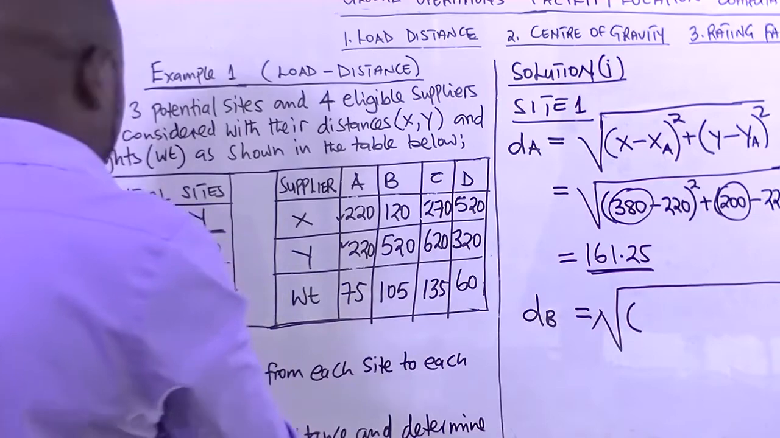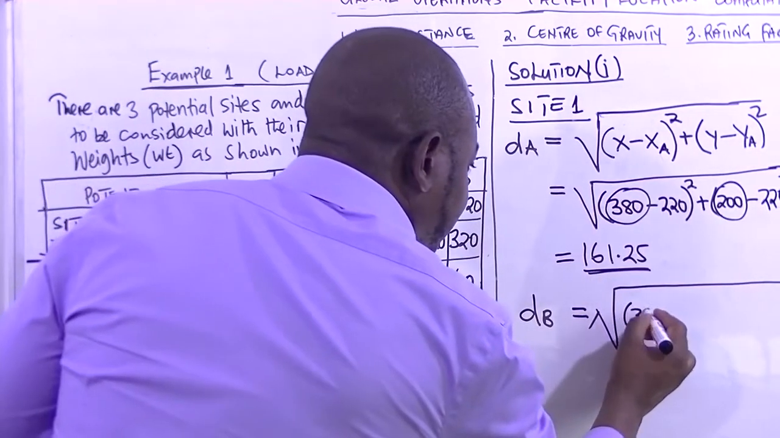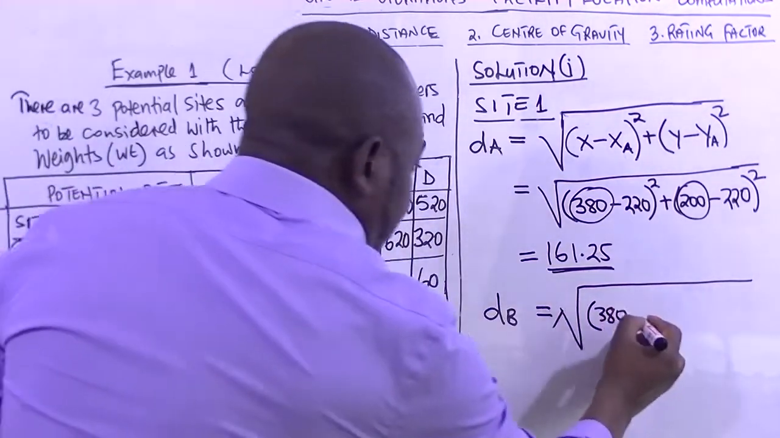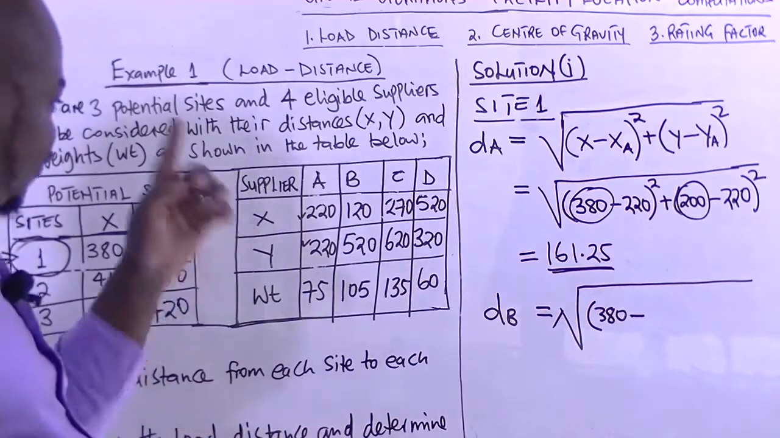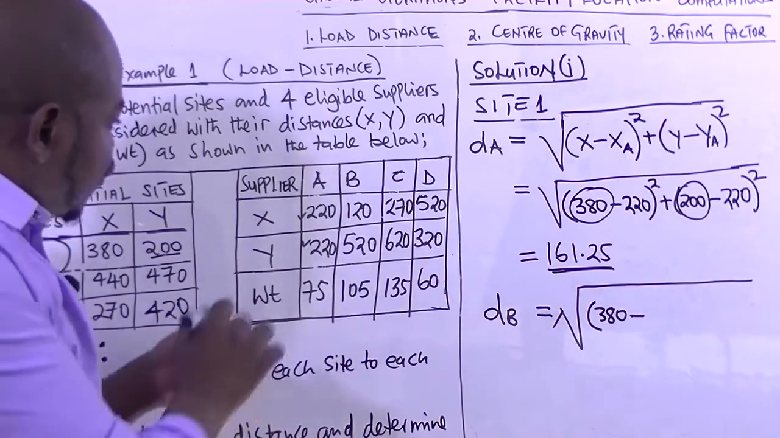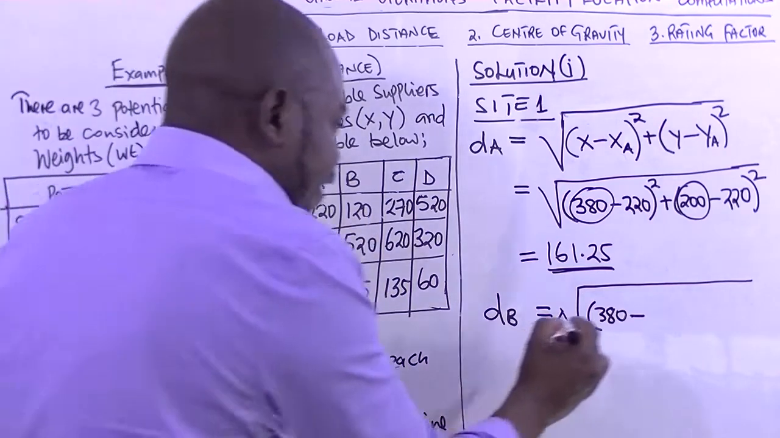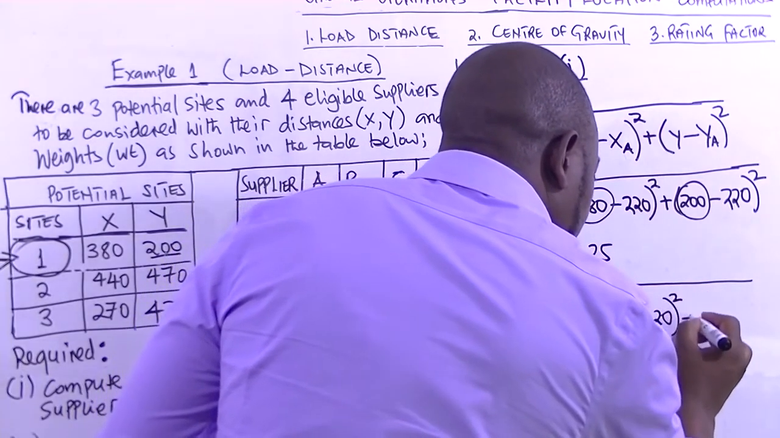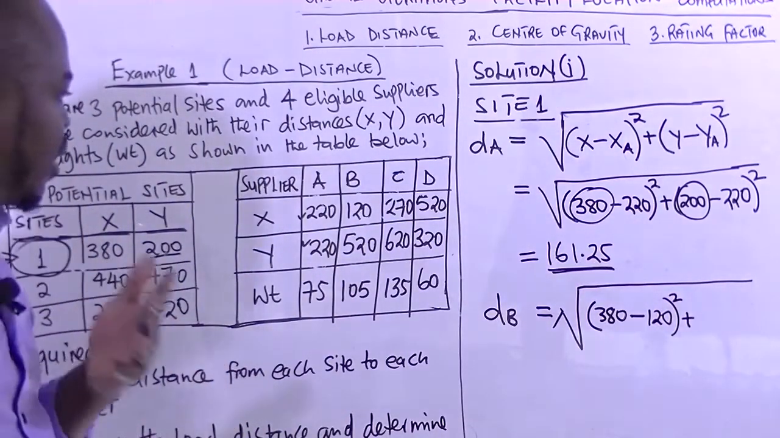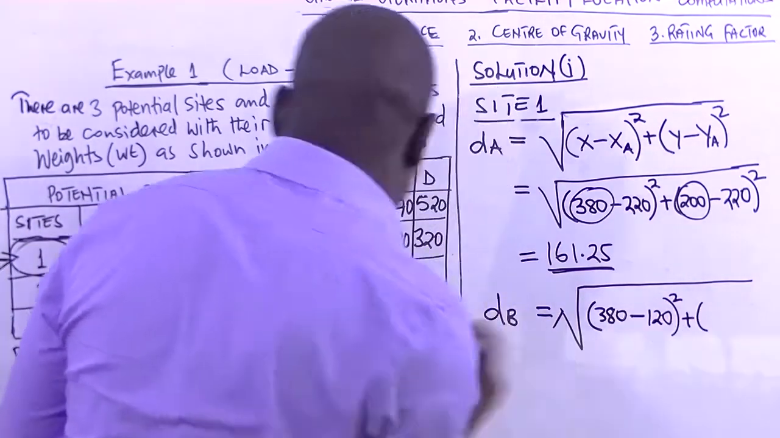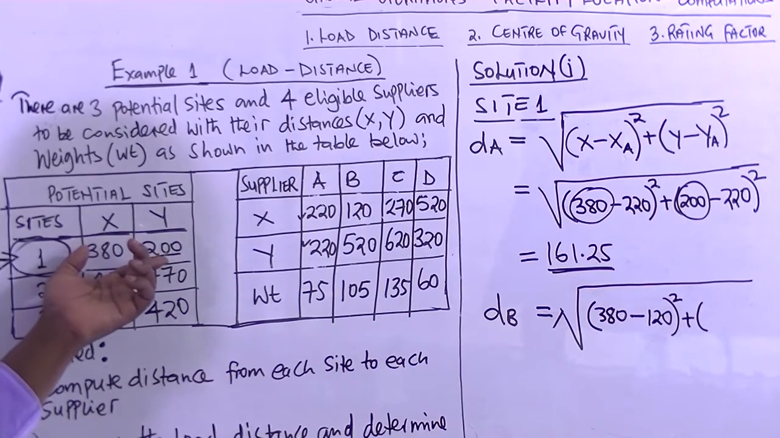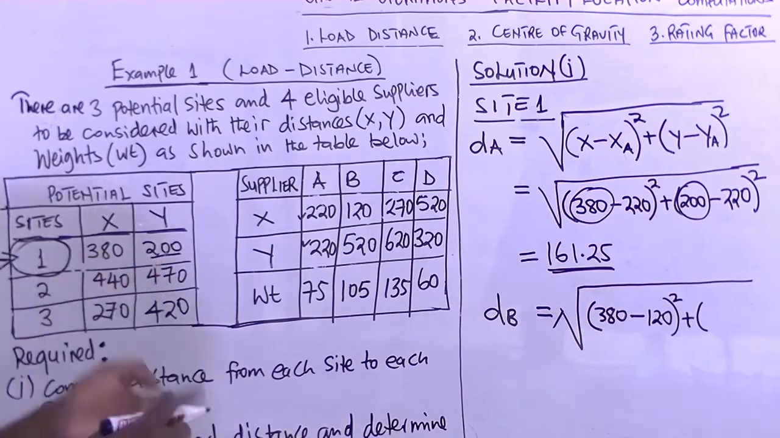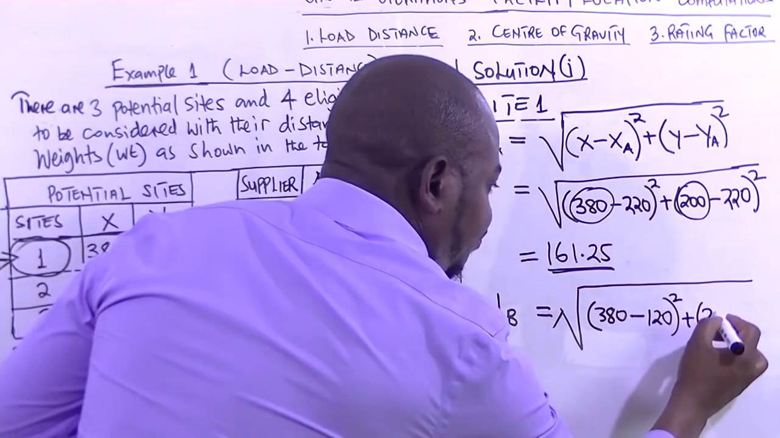So now, the X, which is 380, where am I getting the 380? Site one, I'm still dealing with site one, okay? Minus, now I'm shifting my attention to B. The X for B is 120. So I'll get 120 here, and then raised to power 2 plus, okay, my Y. Y for the site is 200. I'm still dealing with site 1. The 200 there maintains, which is that one there.